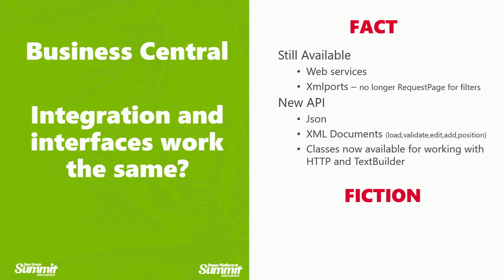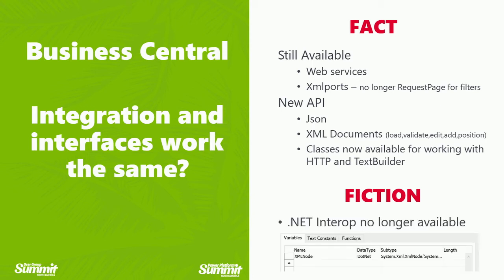new API, but there is one thing that's no longer available, and that's the .NET interop. So in the development environment, what you could do with NAV is you could set your data type to .NET, and that made classes available to you. So you could work with file management, for example. So you could get the system to open up a file browser window to choose a file. So you can no longer do that when you're coding for Business Central.